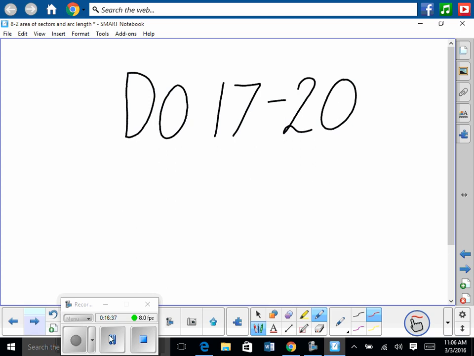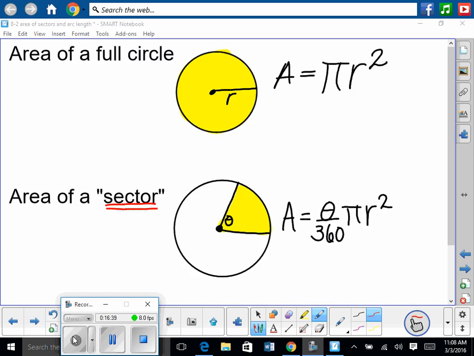Do 17 through 20. Okay, so first of all, we're going to now be finding area of circles and sectors. First of all, I want to remind you, this should not be new to you. You know how to find the area of a full circle. Now I need you to remember, what does area mean? That would be filling in the full circle. Does everybody understand that? So that's different than arc length, right? This is filling in the full thing here.